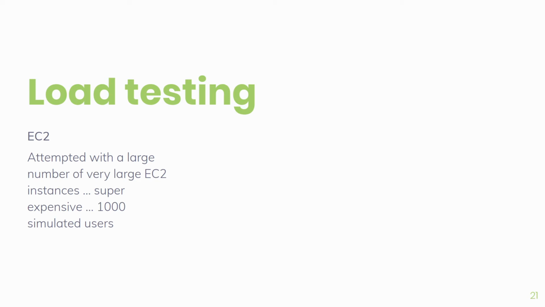So the first attempt was to use EC2, and this became incredibly difficult to do because while we could spin up very large EC2 instances, getting the actual number of simulated users in parallel that we needed was incredibly difficult. Trying to coordinate all of these simultaneous users and multiple threads running in parallel was a very difficult task to perform. We couldn't actually figure out how to do this properly.